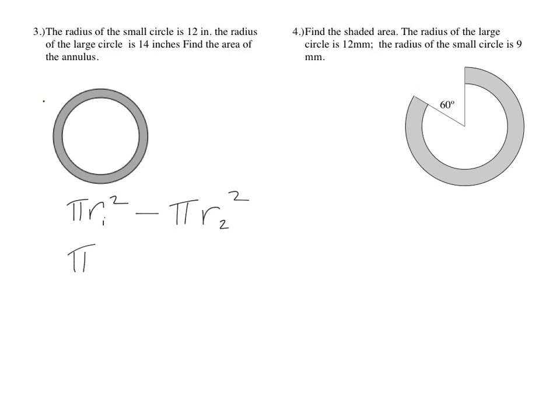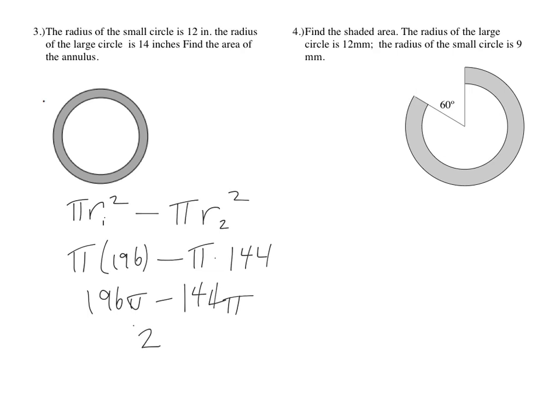So the larger one was 14, so 14 squared is 196. And then the smaller one was 12, so 12 squared is 144. So we have 196 pi, subtract 144 pi. Because they both have pi, we can subtract that. So 196 minus 144 is 52 pi. And that's the final answer. So 52 pi inches squared.